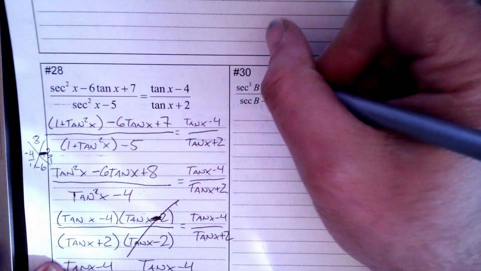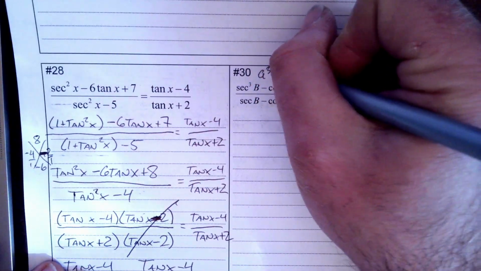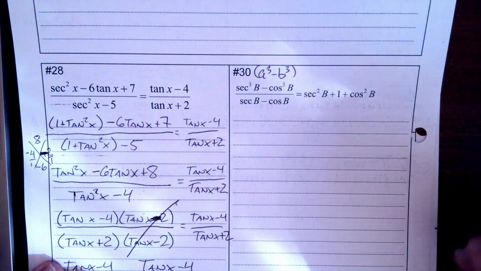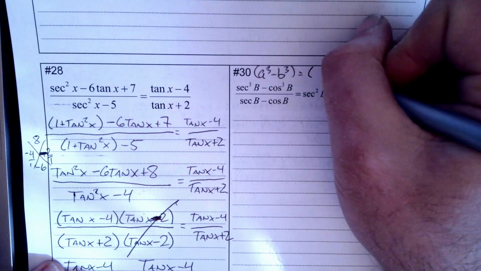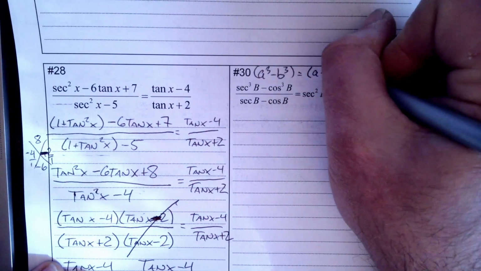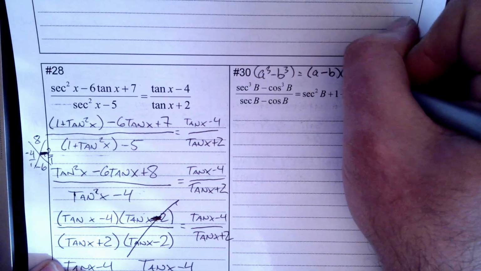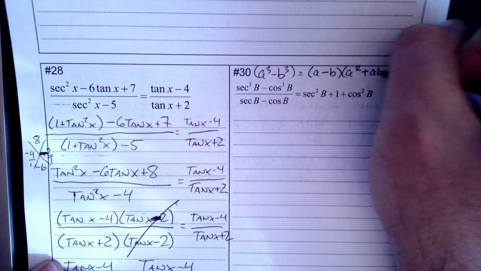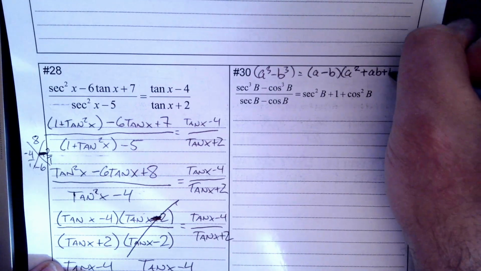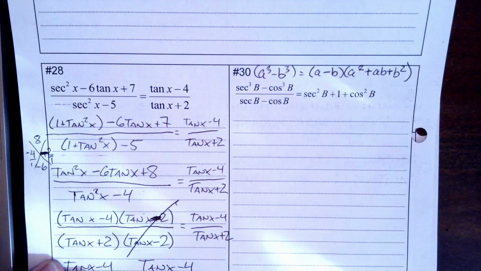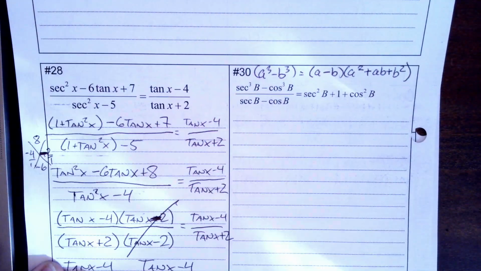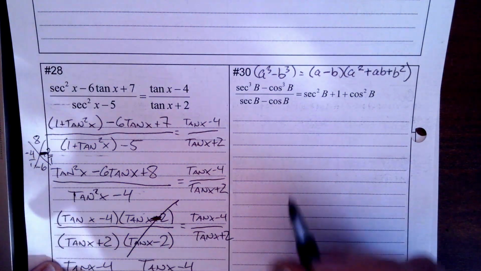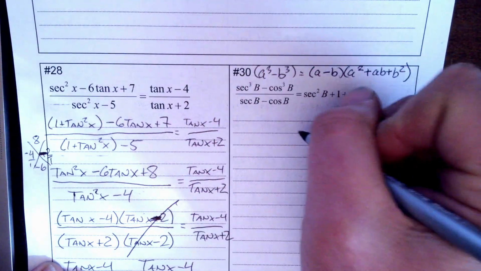So remember, anytime you have a number cubed minus another number cubed, whether it's a number or a function or something like that, the rule says we can turn that into the first number minus the second number times the first number squared plus the first number times the second number plus the second number squared. And that's exactly what we're going to do with the secant and cosine that are being cubed and subtracted in number 30. They're in the numerator.